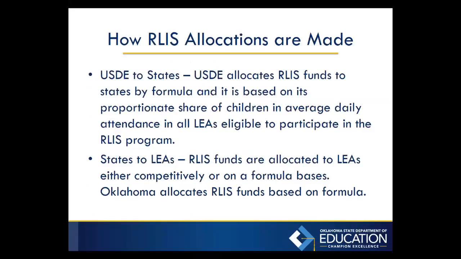USDE allocates RLIS funds to states by formula, and it is based on its proportionate share of children in average daily attendance in all LEAs eligible to participate in the RLIS programs. States allocate to LEAs either competitively or on a formula basis. Oklahoma allocates RLIS funds based on formula.